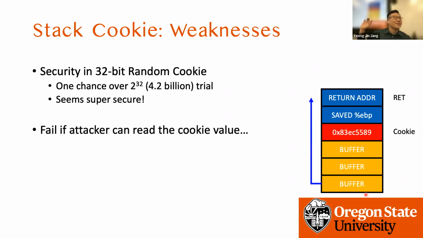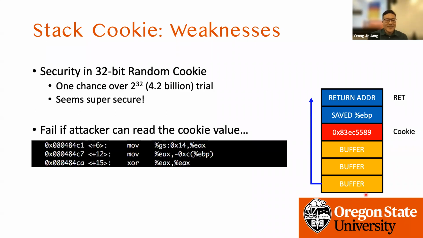So this seems super secure. If you don't know the random value, you need to try it 4 billion times, and in 64-bit, that's 2 to the 64, even larger. More than a trillion, a zillion or something. So you can never finish it in your lifetime. So it seems super secure.